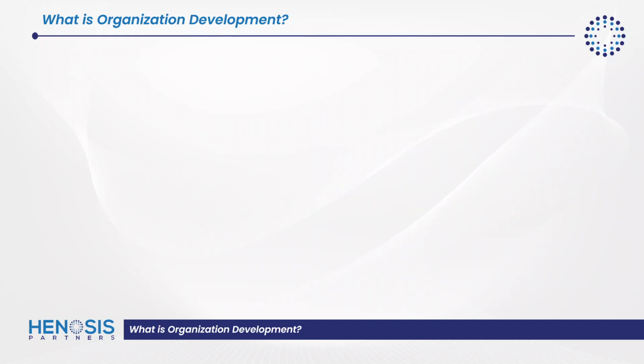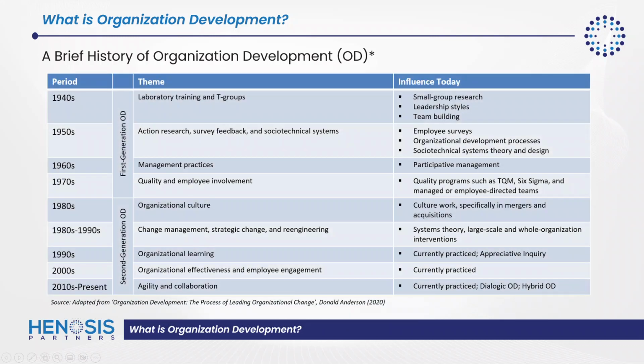Now, one of the more interesting things about organization development is that it has a long history to it, ranging from the 1940s all the way up to the present. Organizational development as a discipline, as a practice, began in the 1940s with the introduction of laboratory training and T groups, or training groups as it was referred to. And these early OD themes continue to influence OD work today in terms of small group research, leadership styles, and team building. In the 1950s, we saw the introduction of action research studies, survey feedback, and socio-technical systems development work.